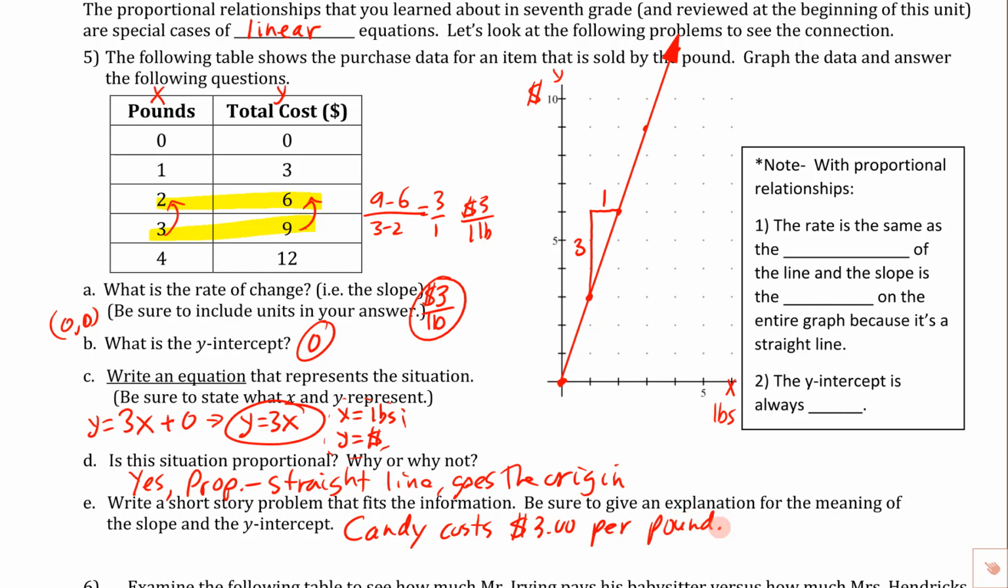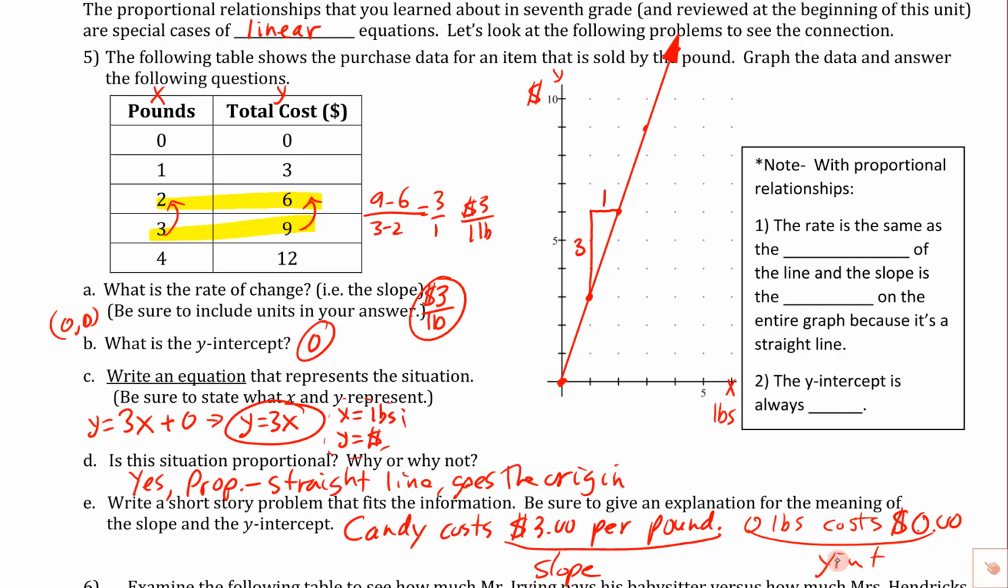Okay, and it says be sure to give a meaning for the slope and the y-intercept. Well, right here, this is the slope. When we talk about this rate right here, $3 per pound, that right there is the slope, and the y-intercept would be this. 0 pounds costs $0. So this right here would be the y-intercept.